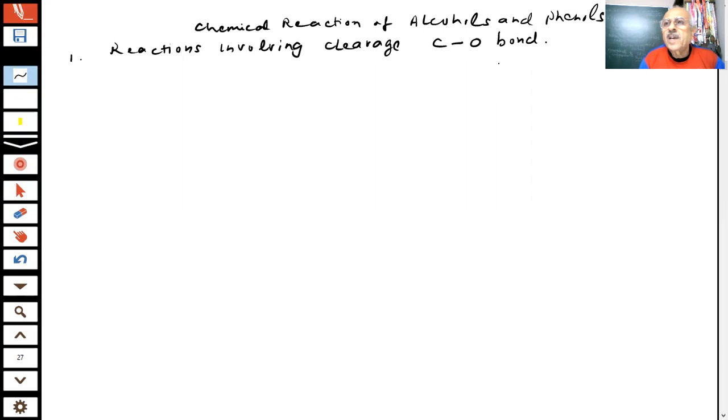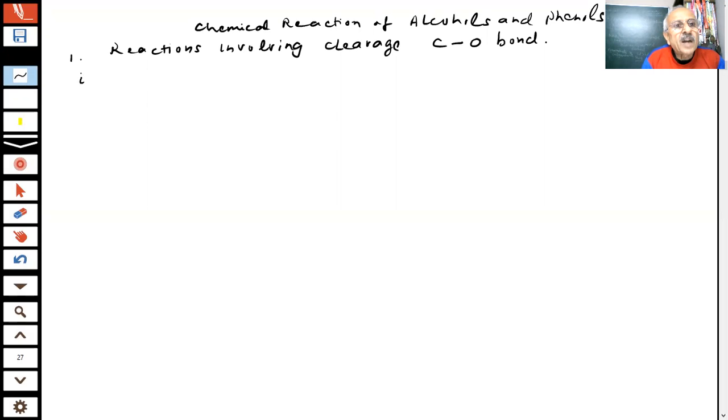Earlier, we have already discussed the cleavage of the oxygen-hydrogen bond, which was the acidic properties of alcohols and phenols, and many questions were solved by you. Which is more acidic, which is less acidic, is an important question. So, reactions involving cleavage of the carbon-oxygen bond take place when you react alcohols.